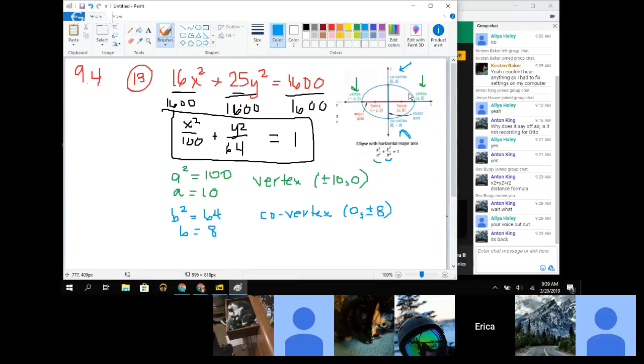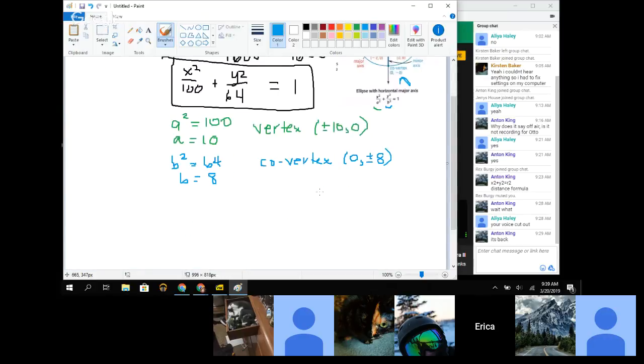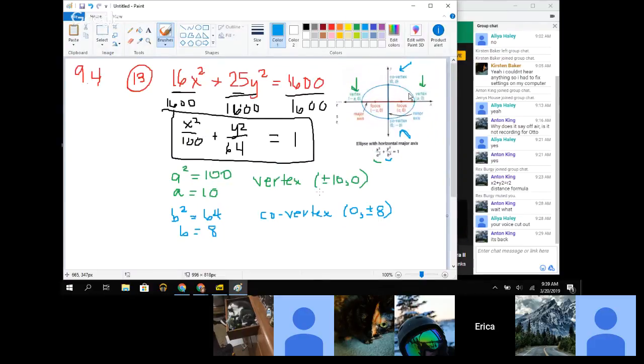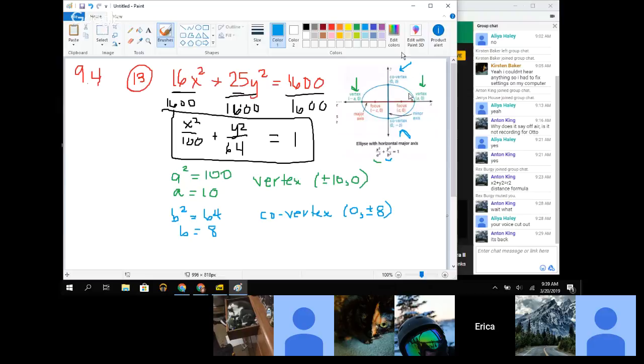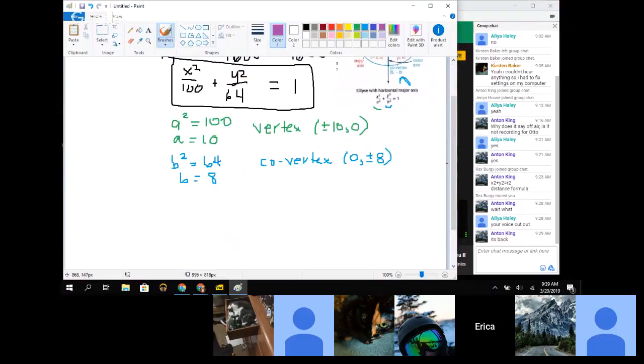Okay. And then the last piece that I need to do is find my foci, my focus points. This is the part that I did not copy over, but it is in your notes. Remember how I said it's kind of hidden on the last page there? Just to show you where it's at. It's right down here. It tells you that the foci of the ellipse lie on the major axis at a distance of c units from the center, where c squared equals a squared minus b squared. Okay, so the foci get their own little special thing. It's always true. It doesn't matter which version you use.